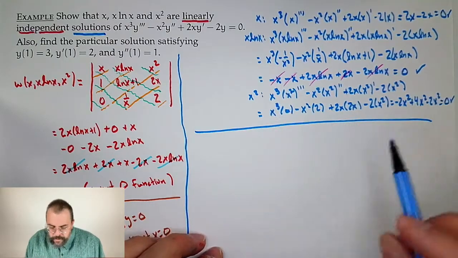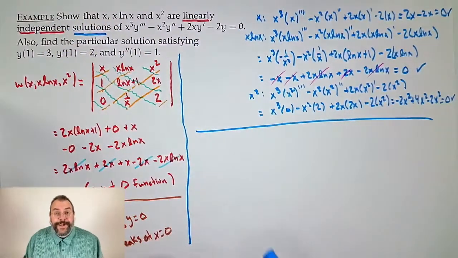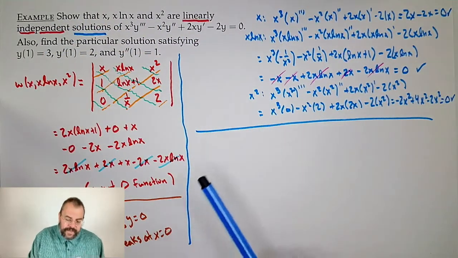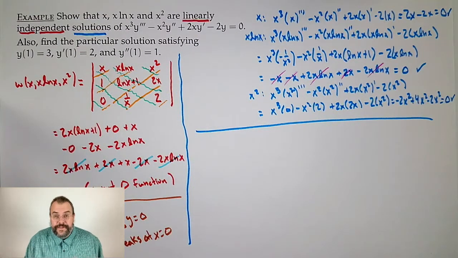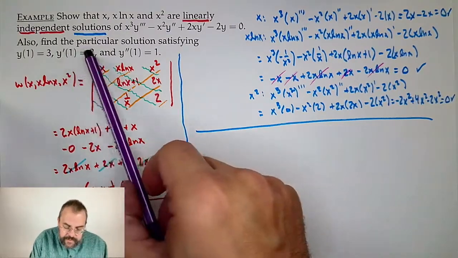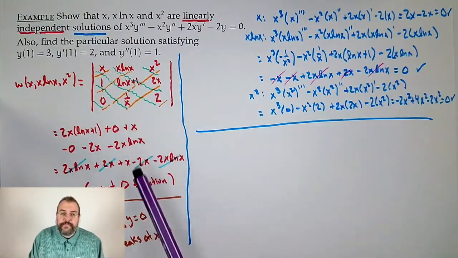Okay, so we've successfully finished part 1. We now know that we have solutions and a full set of linearly independent solutions, which is fantastic. We're ready to go on to the second part of this problem. And what's the second part? It says, well, we want to find the particular solution which satisfies something.